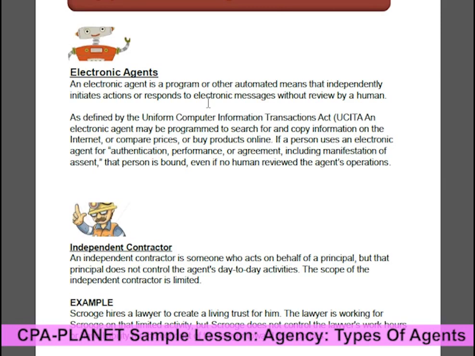Independent contractor, someone who acts on behalf of the principal. The scope of the independent contractor is limited. Principal does not control the agent's day-to-day activities. Okay. Scrooge hires a lawyer to create a living trust for him. The lawyer is working for Scrooge on that limited activity, but Scrooge does not control the lawyer's work hours or have liability for the conduct of the lawyer toward third parties.